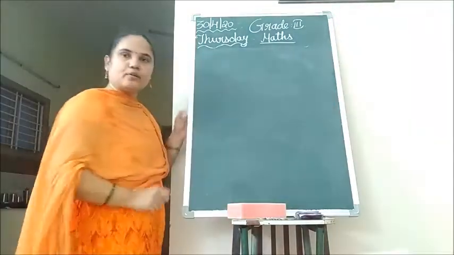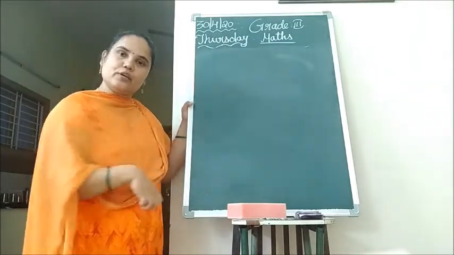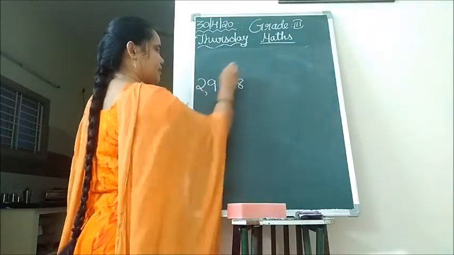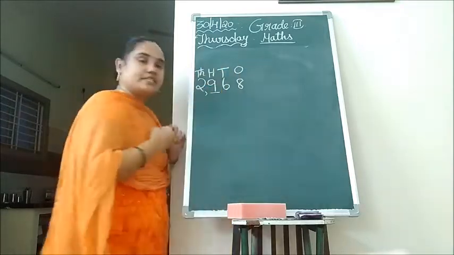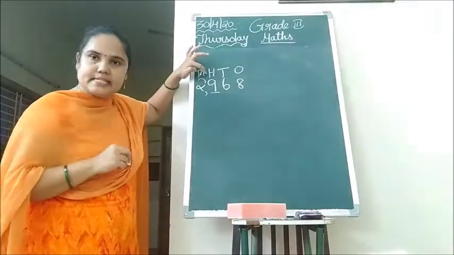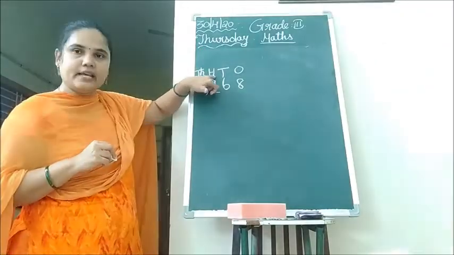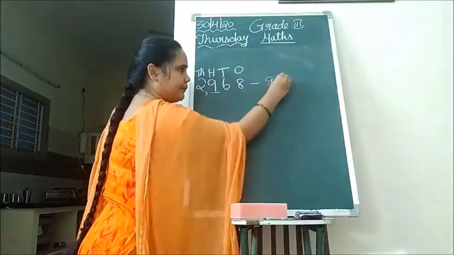Yesterday we learnt about place value children. One more time we will recall the place value. Look at the board children. 2968. Which digit is underlined? 9 is underlined. 9 is in which place? Hundreds place. So what is the value of 9? 9 into 100, 900.